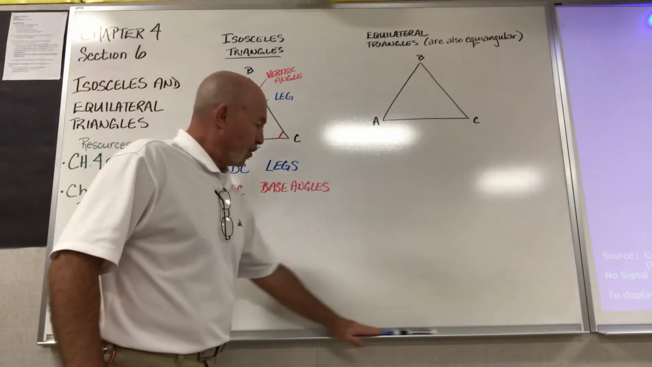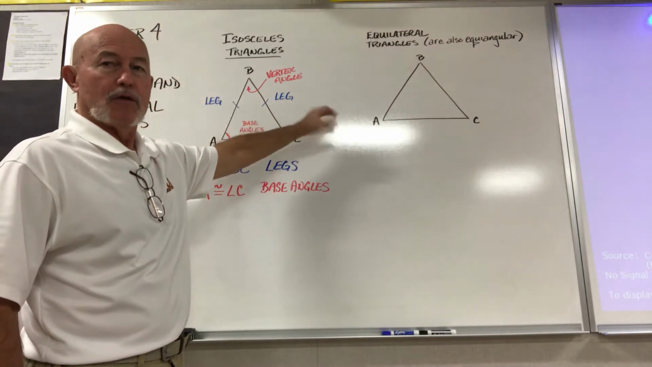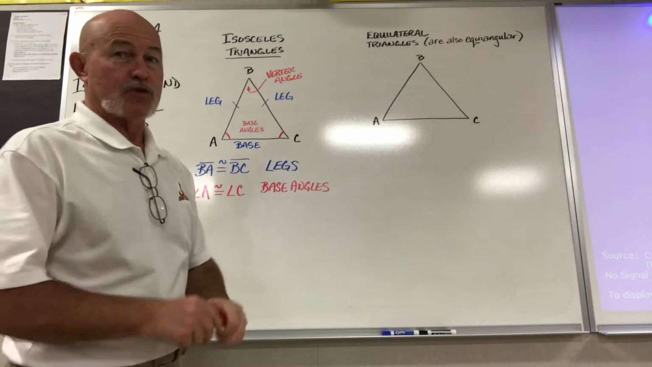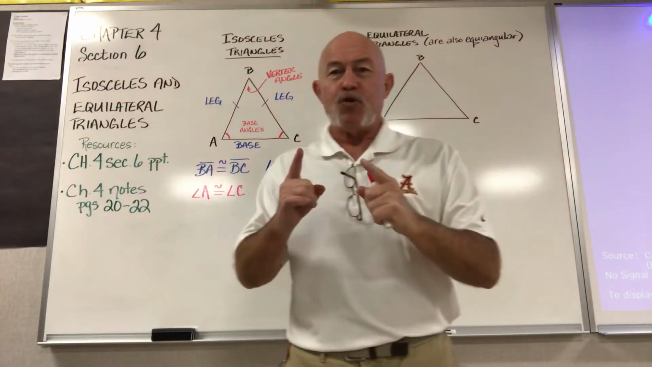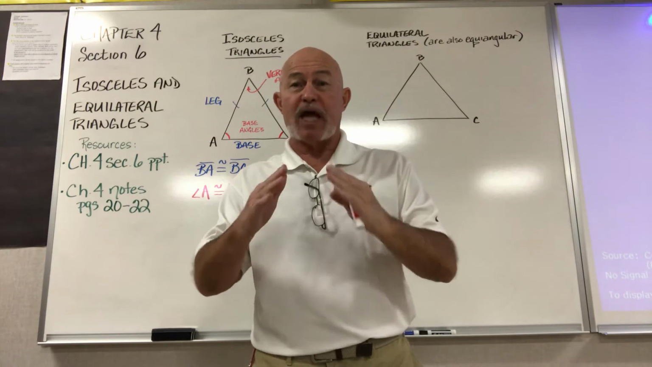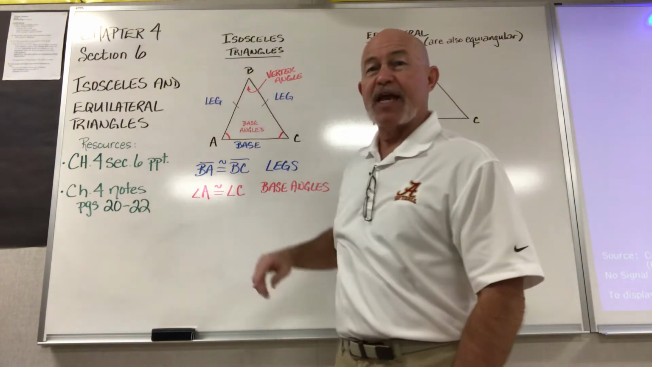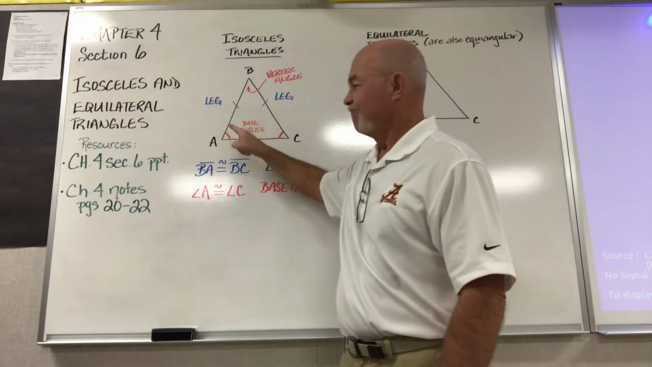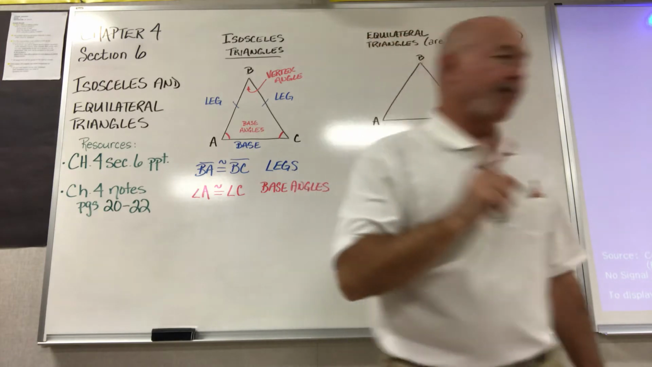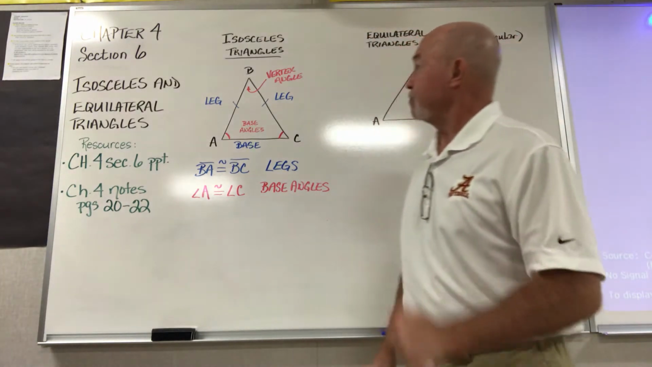Okay, the two theorems that deal with isosceles triangles are real easy to remember. If you have a triangle with two equal sides, then the angles that are opposite them are equal to each other. Excuse me. Winds up, allergies go.